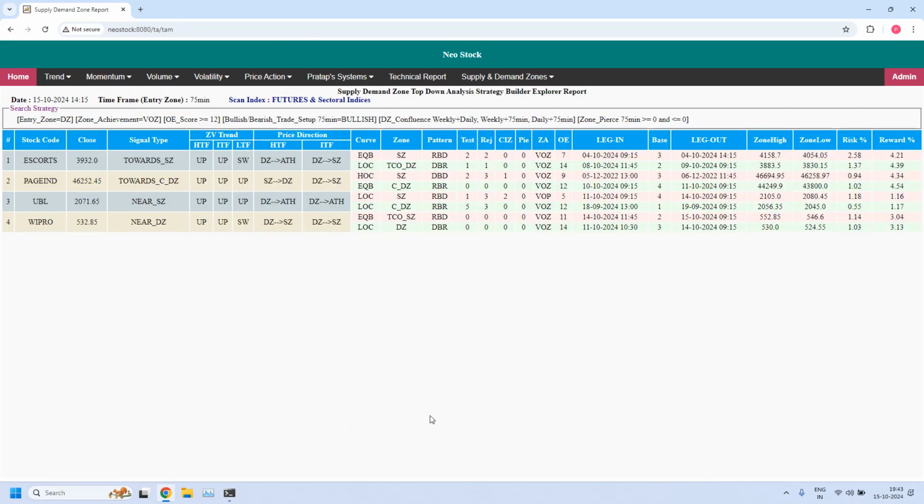4 stocks are filtered. These 75 minutes demand zones are part of the daily demand zone. Both together again part of the weekly demand zone. And in these 4 stocks, weekly trend is uptrend. If any of these zones are having weekly EMA confluence, it is an even more high probability setup.